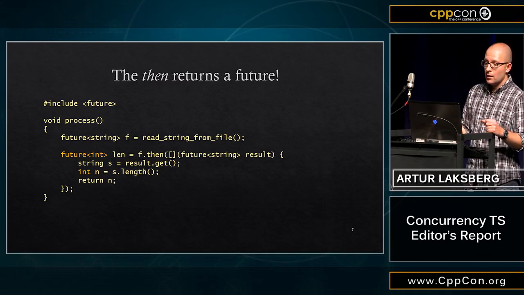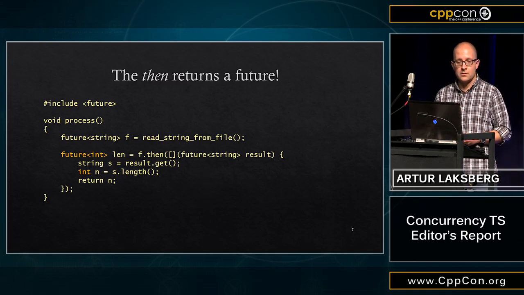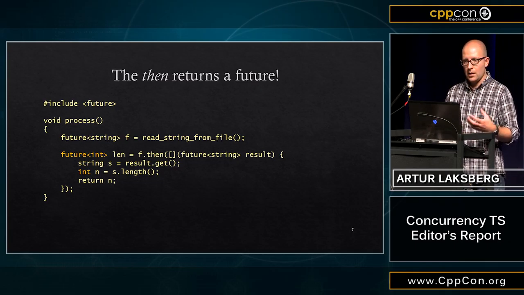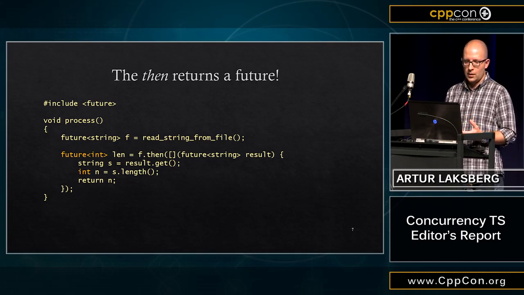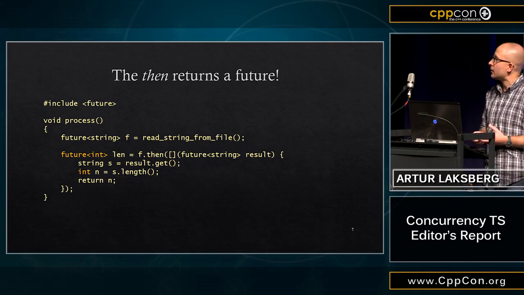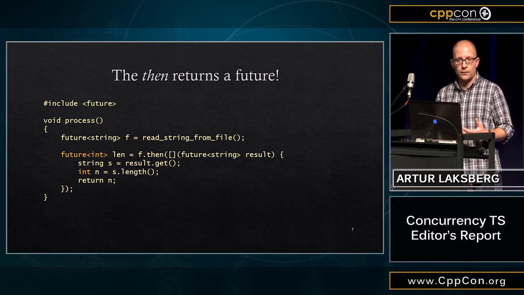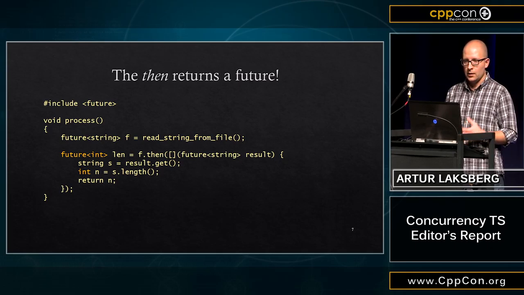So the interesting part about the then is that the function itself returns a future, and the type of that future is determined by the return type of the expression inside the then. In this case, we're returning an integer. Therefore, the return type of the then is going to be a future of int.